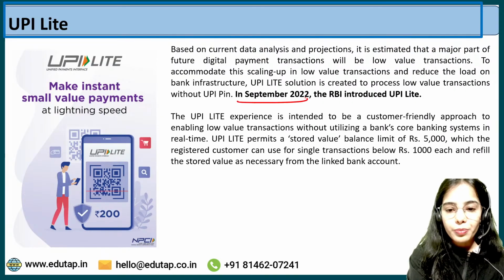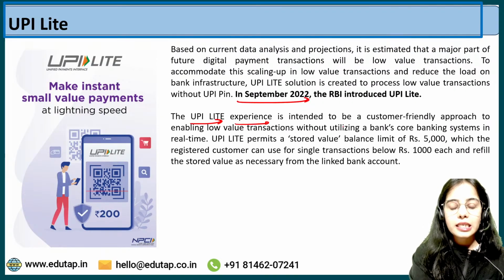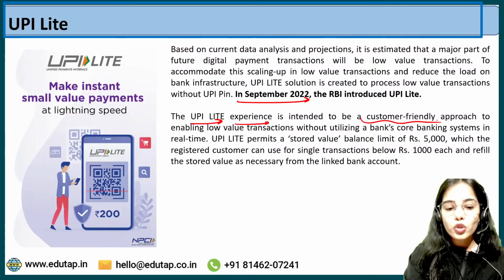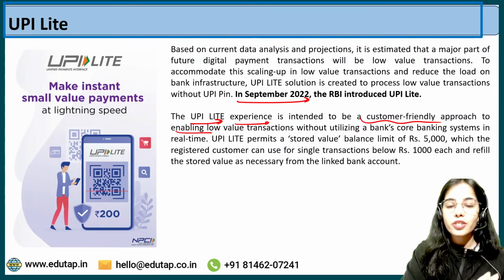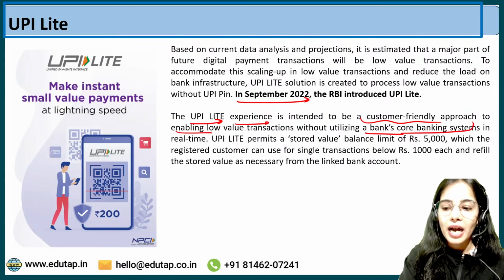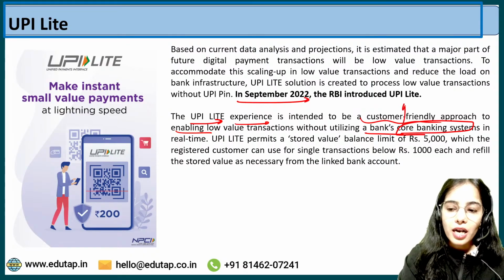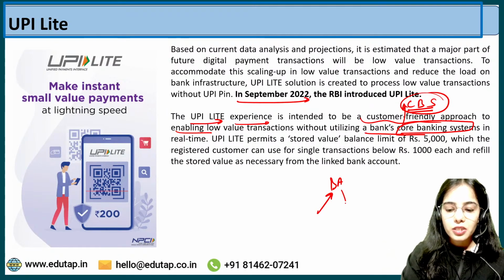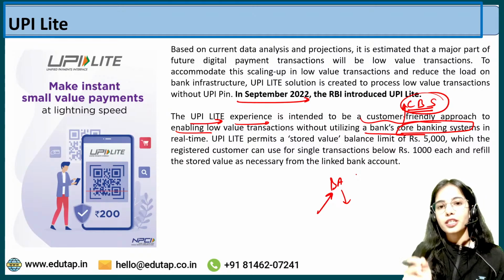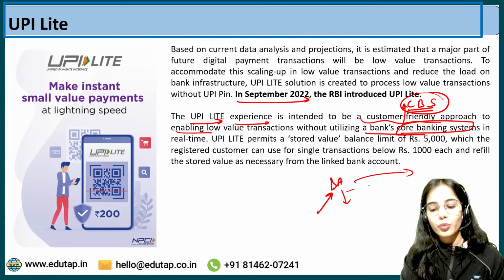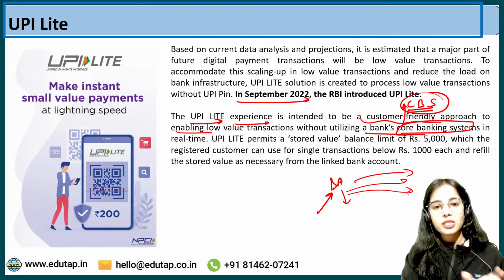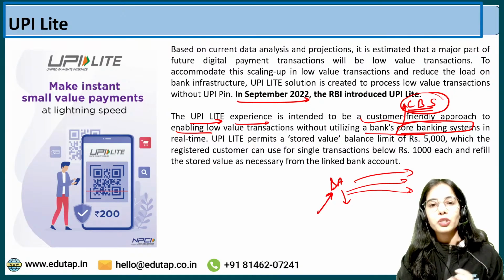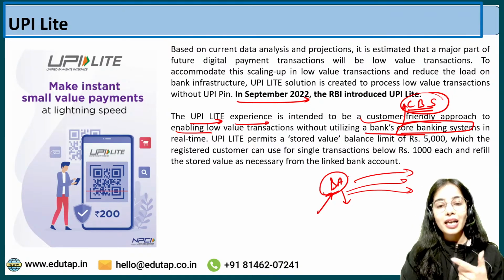It was launched in September 2022. The UPI Lite experience is intended to be a customer friendly approach to enable low value transactions without utilizing the bank's core banking solution. Otherwise, information is sent to the bank again and again that the person is transacting 15 rupees to another account, to this QR code. The person is sending 25 rupees, 30 rupees, 40 rupees, so again and again the bank has to process that.